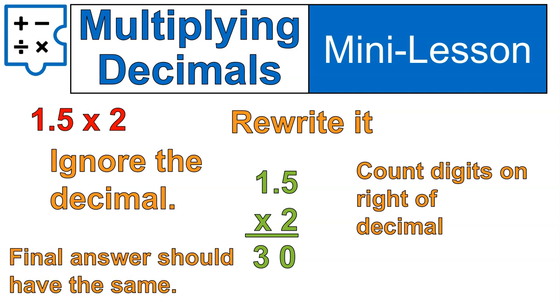Because there's one number on the right of the decimal, the final answer should have the same amount of numbers on the right of the decimal. So it will have the 0. Now zeros are included in this, so 1.5 times 2 is equal to 3, or 3.0. If you get rid of the zeros, then it starts to make some problems. But if you keep the zeros in, that's the basic rule, and everything should be fine.